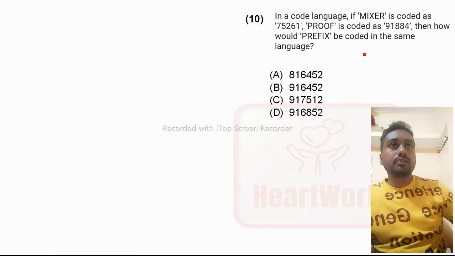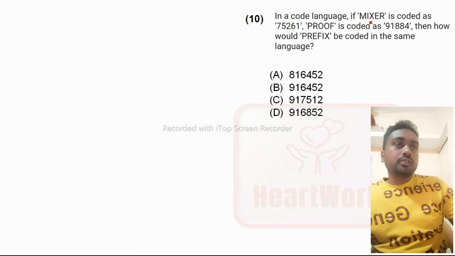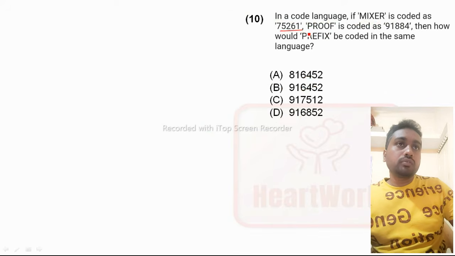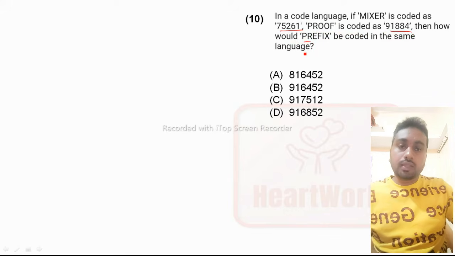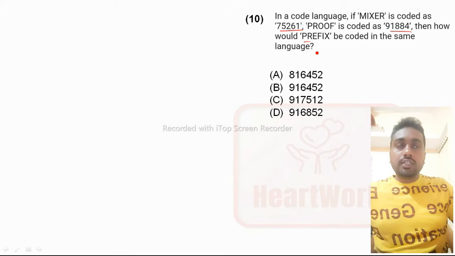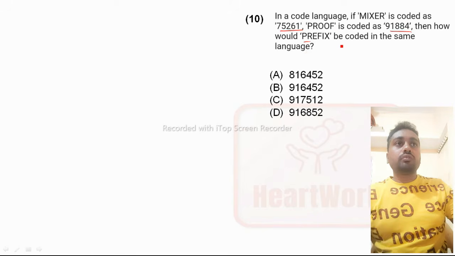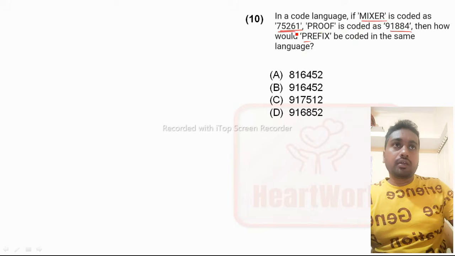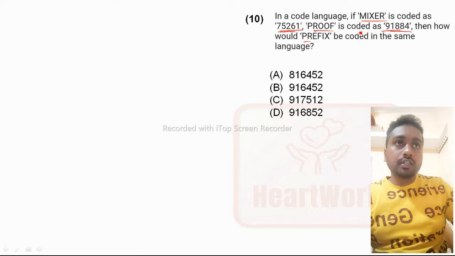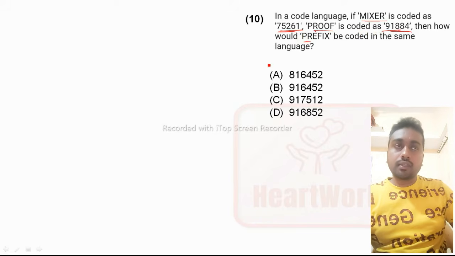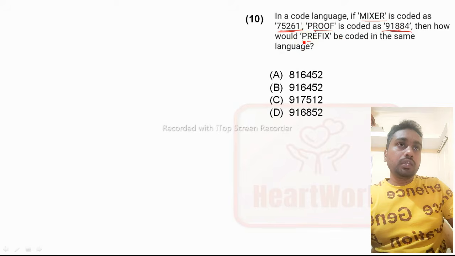Okay. Next, in a code language, MIXER is coded as 75261, PROF is coded as 91884. Then how would PREFXI be coded in the same language? Whenever you see a coding-decoding question, it will come with alphabets and numbers. If two are given and the third one is asked, then simply by seeing the question you can get the answer. Here you see PREFX.